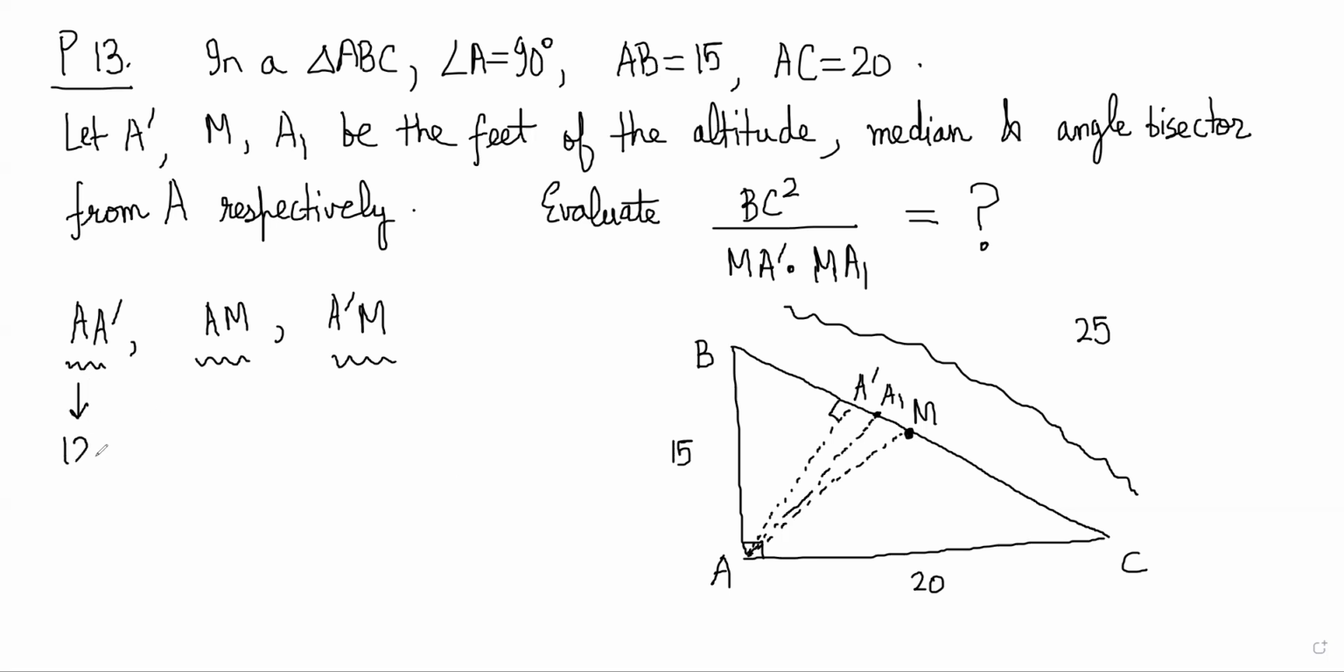A dash is 12. Is everyone getting A dash is 12? Yes, sir. How? Sir, by concept of area. Right. You can write the area of the triangle in two ways, right? And from there you will get A dash is 12 because it will be half into A dash into 25 should be equal to half into 15 into 20, right? I hope everyone is doing this only.